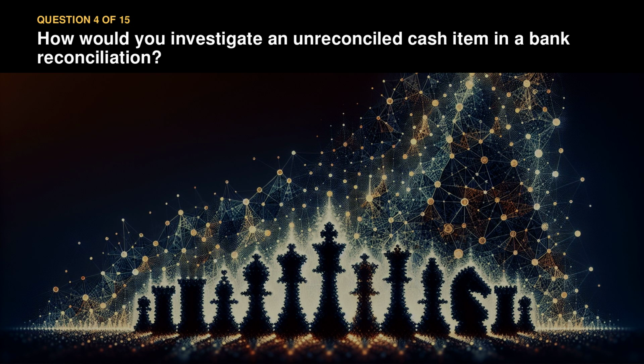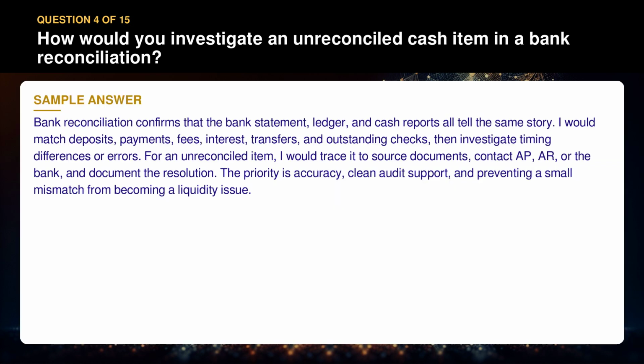Question 4. How would you investigate an unreconciled cash item in a bank reconciliation? Bank reconciliation confirms that the bank statement, ledger, and cash reports all tell the same story. I would match deposits, payments, fees, interest, transfers, and outstanding checks. Then investigate timing differences or errors. For an unreconciled item, I would trace it to source documents, contact accounts payable, accounts receivable, or the bank, and document the resolution. The priority is accuracy, clean audit support, and preventing a small mismatch from becoming a liquidity issue.